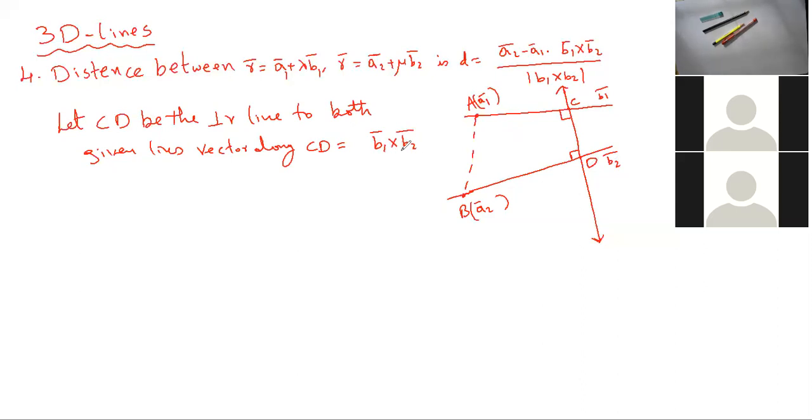But the magnitude of B1 cross B2 we don't know. It need not be CD. It can be any length. We don't know. Now, the AB vector, AB bar, is obviously A2 bar minus A1 bar.